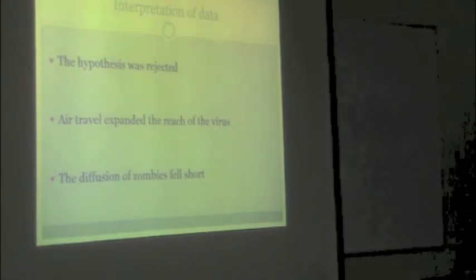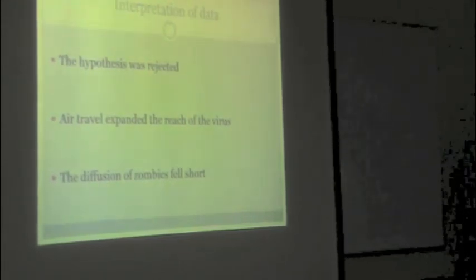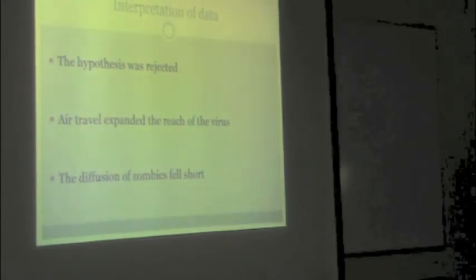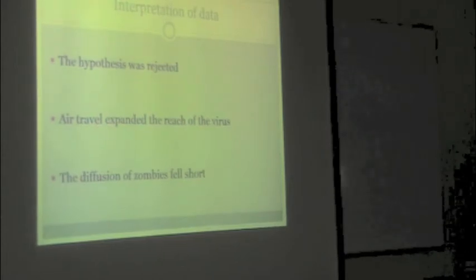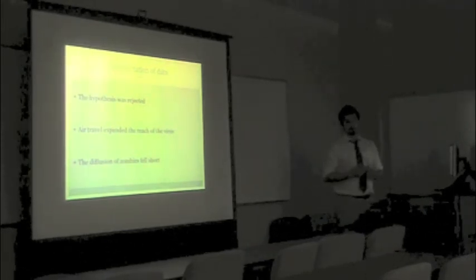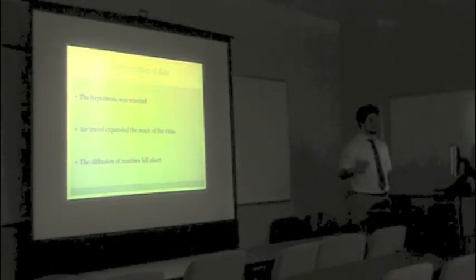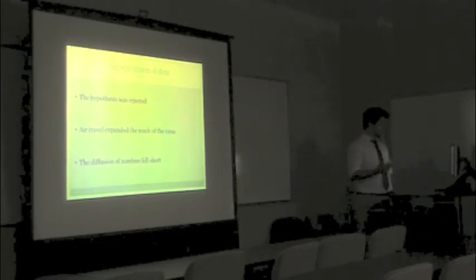Air travel expanded the reach of the virus. If you think about the map that showed it, it started in the southeast part of the country, and it traveled the whole way up to Washington State, and there was even a dense population in Wyoming. There was over 1,000 per block in Wyoming, which is still a pretty sparse state, not very densely populated.